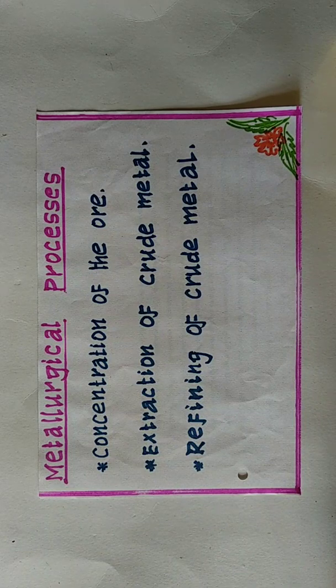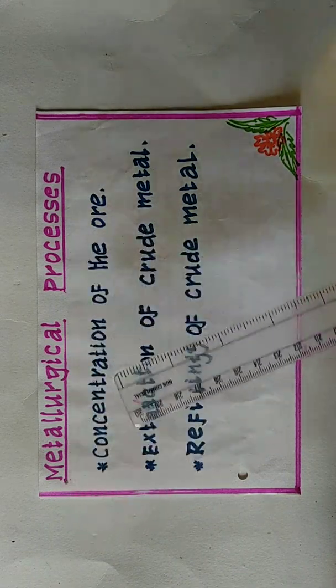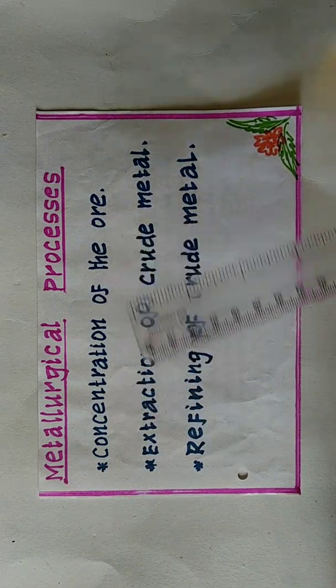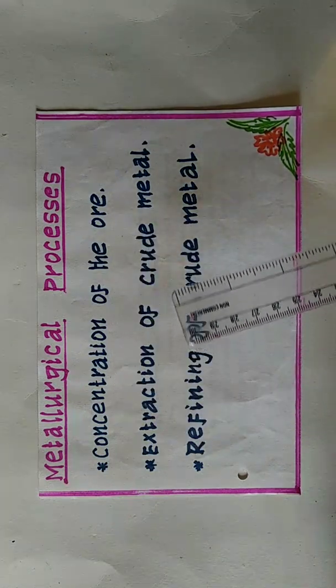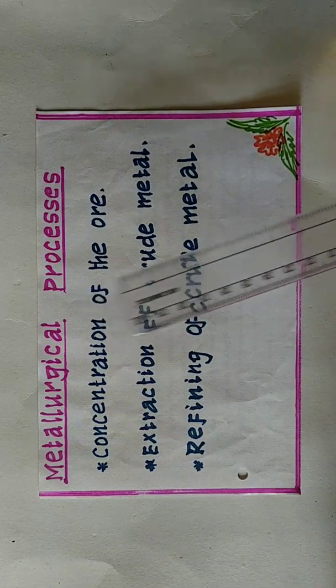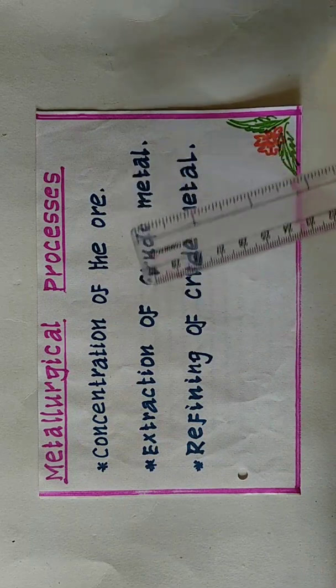Okay, so this already we have seen: in the metallurgical processes there are 3 steps followed. What are they? The first one is concentration of the ore, second one is extraction of crude metal, and the third process is refining of crude metal. About this I have explained in the previous video itself.